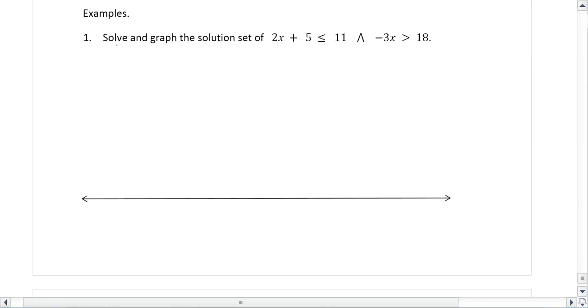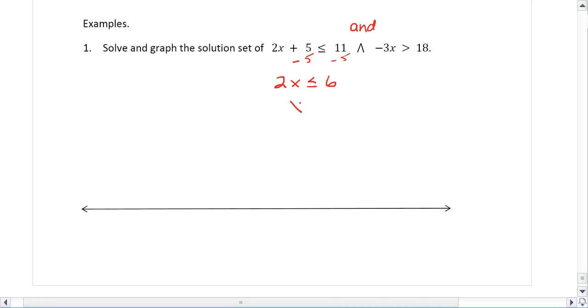Our first example is asking us to solve and graph the solution set where we have 2x plus 5 is less than or equal to 11, and I'll just put both here, the word and the symbol, and -3x is greater than 18. We can't even see this yet until we solve these, so we use the undoing method to solve. First here we subtract a 5 from both sides, and I get 2x is less than or equal to 6, and when I divide both sides by 2, I get x is less than or equal to 3.